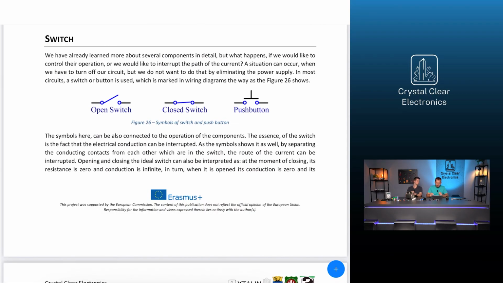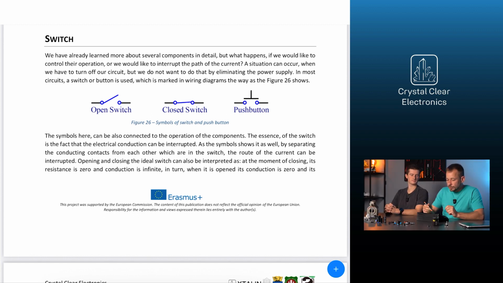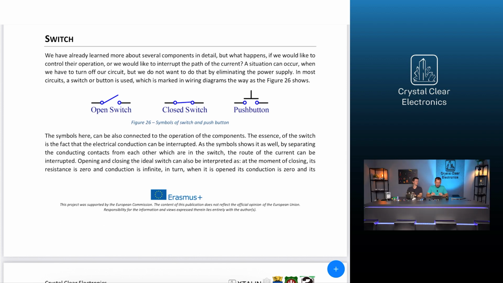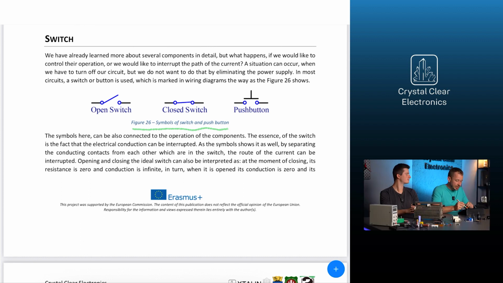As the symbols show it quite well, by separating the conducting contacts from each other, which are in the switch, the route of the current can be interrupted. Opening and closing the ideal switch can also be interpreted as, at the moment of closing, its resistance is 0 and conduction is infinite. In turn, when it is opened, its conduction is 0 and its resistance is infinite.